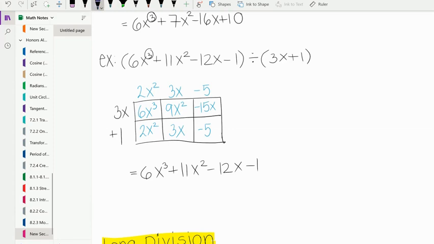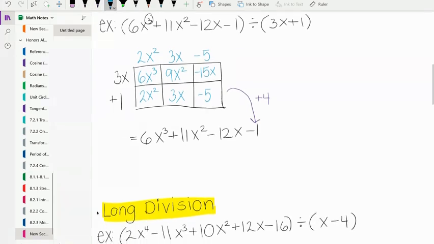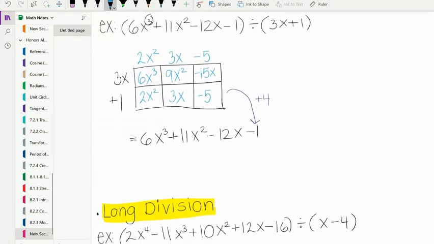So to get your remainder, you look at how do I get from negative 5 to negative 1? Well, we simply add 4. So that means our remainder is 4. So to write your answer, your answer would be 2x squared plus 3x minus 5, and then you would write plus 4 over what you divided by, because 4 is the remainder.